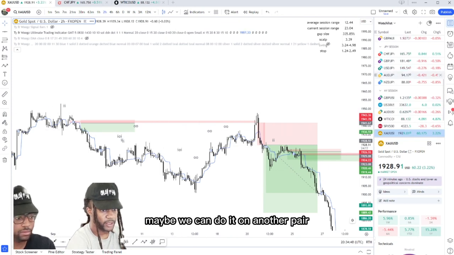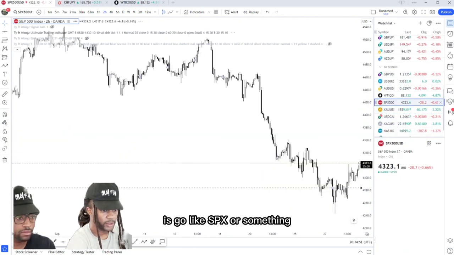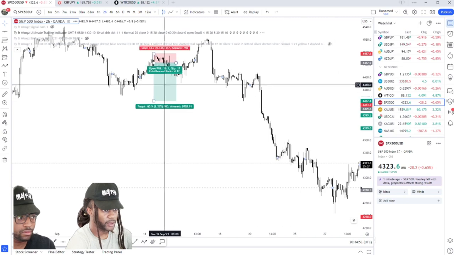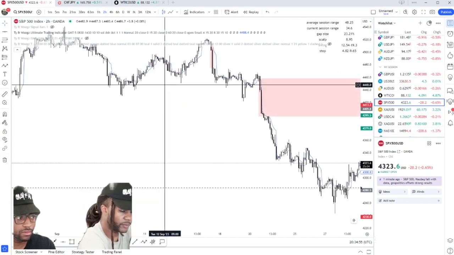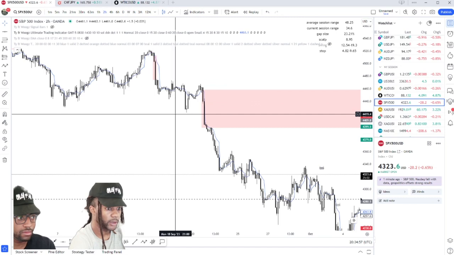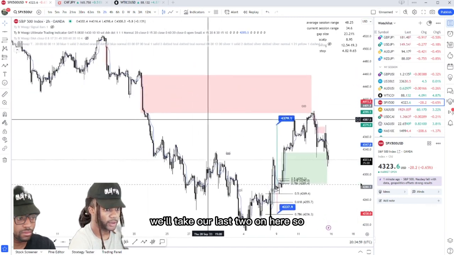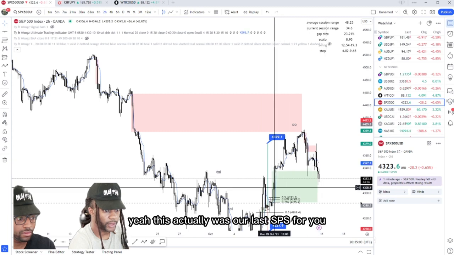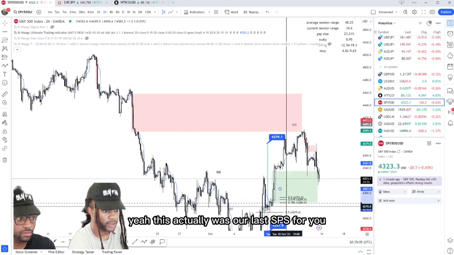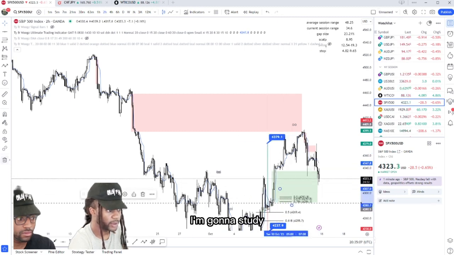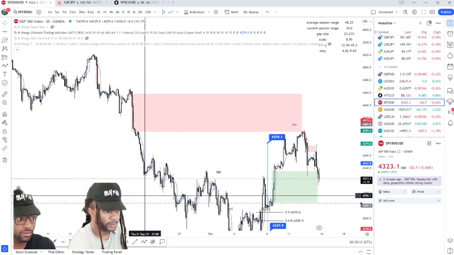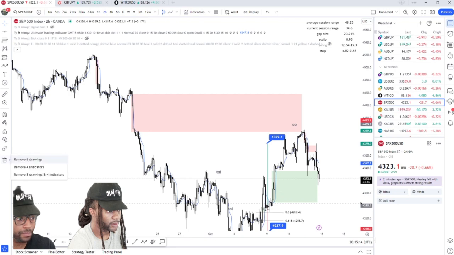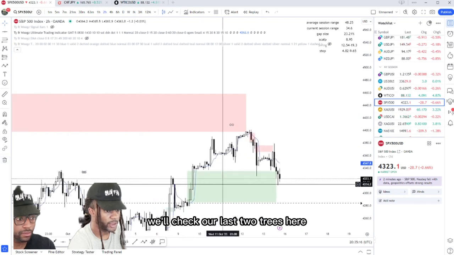Maybe we can do it on another pair. Just go to that SPX or something. We'll pull this pair up and we'll do it on here. We'll take our last 2 on here. So yeah, this actually was our last SPX trade. I'm gonna just delete it. Let me just hit a TP. But we'll take our last 2 trades here.